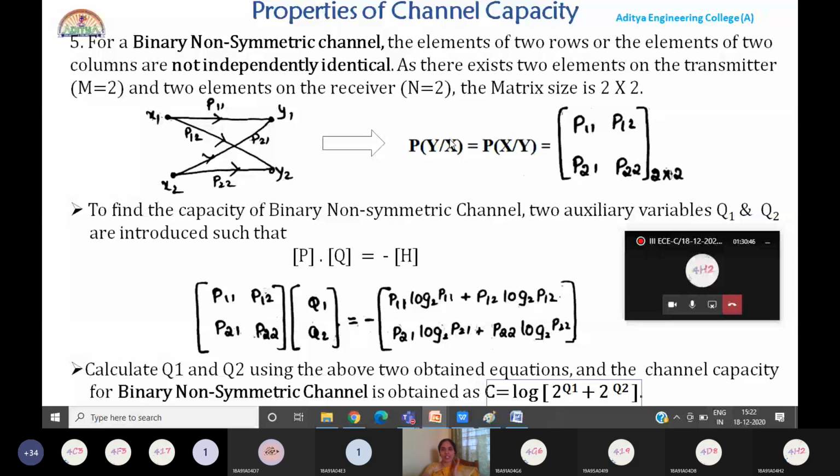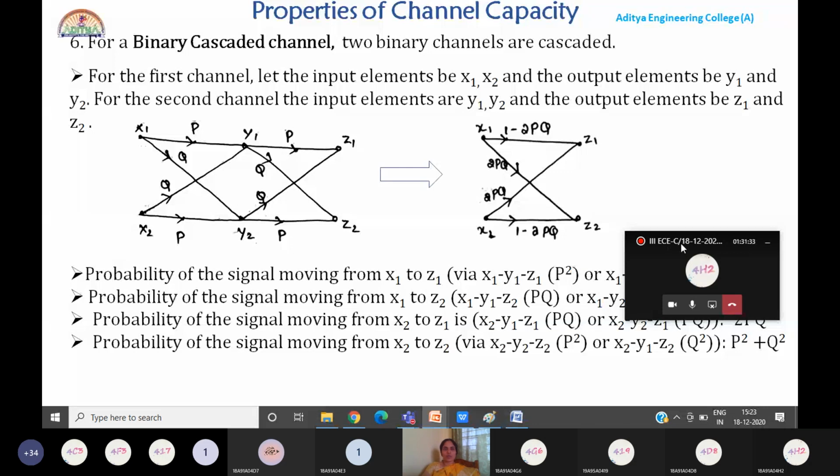And you should be able to construct the probability matrix by using the channel shown here, because while representing the probability matrix, please see the first row. First row is x1, so x1 to y1 is p11. So first element is x1 y1 and this element is x1 y2. Next this element is x2 y1 because second row first column, and this element is x2 y2, so second row and second column. So accordingly we will represent the probabilities, and finally we obtained C as log 2 power Q1 plus 2 power Q2.